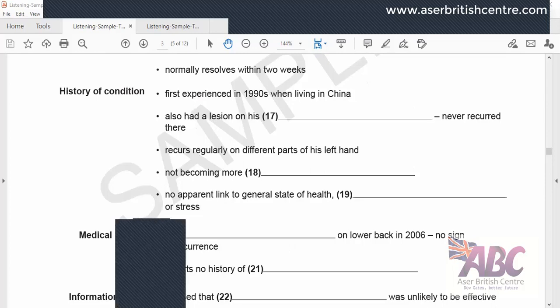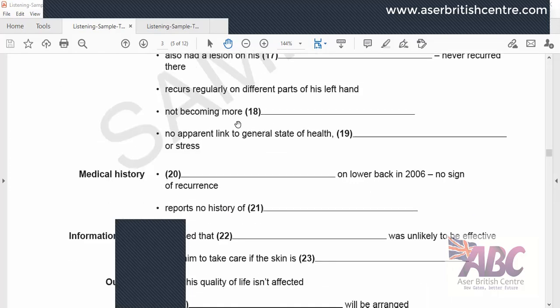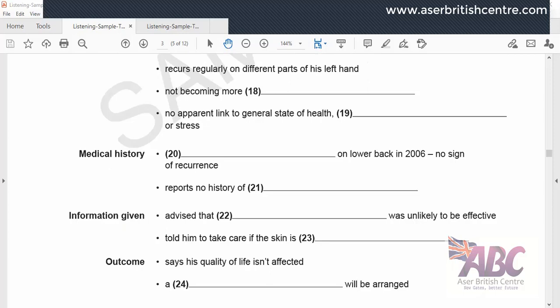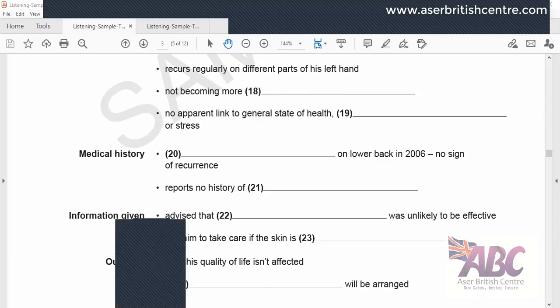On his chest. But the one on my hand, that comes back every year or so, but never in exactly the same place. I thought it had sorted itself out because I didn't get it for a couple of years, but then it came back. So there's no pattern. It's not getting more frequent or anything. More frequent.